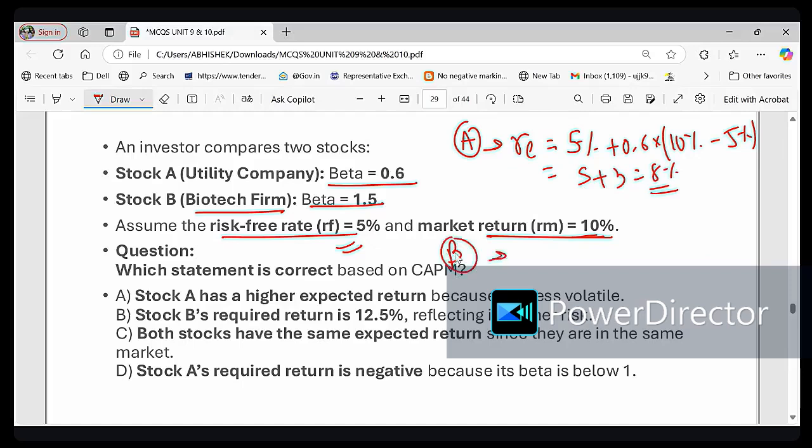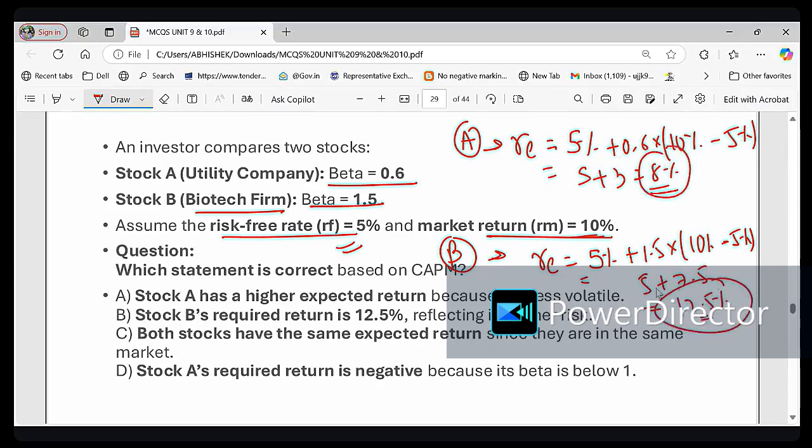What about stock B? For stock B, the beta is 1.5, right? So RE is equal to 5% plus 1.5 multiplied by 10% minus 5%. So how much is it? It is 5% plus 7.5%, right? I think it is 12.5%. So you can see for stock A, RE is 8%, for stock B, RE is 12.5%. So stock B should offer at least 12.5% return to match its risk. And stock A is low risk, low return, as expected.